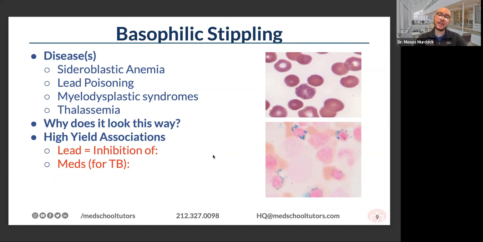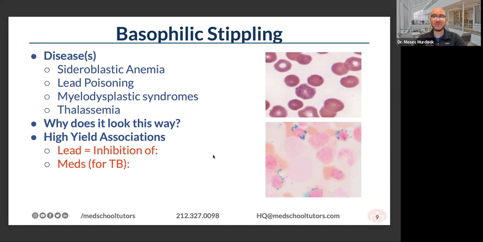Text that is in red are high yield associations that are either directly related to the peripheral smear or more distantly related. And this is where I'd want all of you to get involved too. In lead poisoning, what are the two enzymes that are classically taught to be inhibited? So the two, and name, if you know both, put both down. If you only know one, put what you know down. Feel free to guess. I'll give you all a couple of moments to put it in the chat.